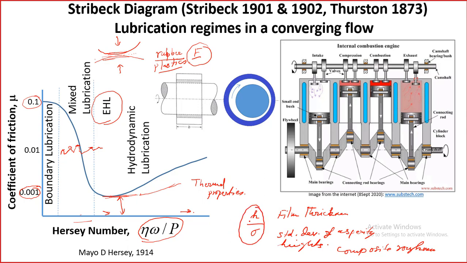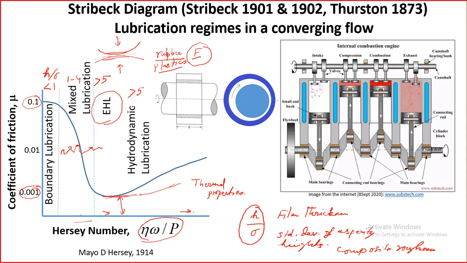So as H over sigma increases, you go from boundary to hydrodynamic lubrication. For example, H over sigma is less than 1 in boundary lubrication. It is in the range of 1 to 4 in mixed lubrication, and in EHL it will be more than 5, and again it continues, so more than 5.